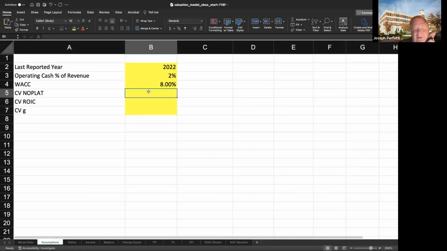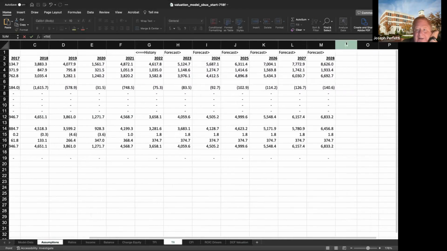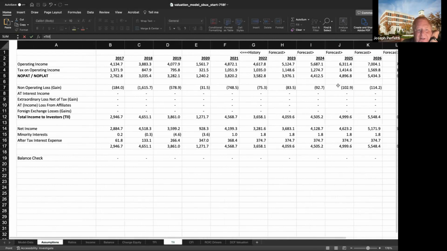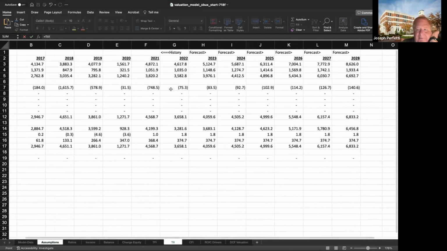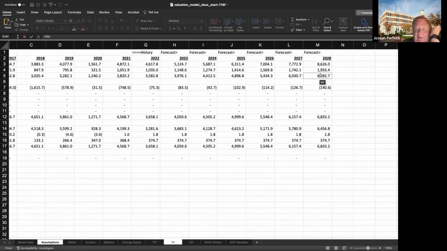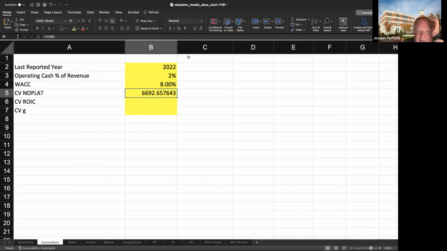So here's what we're going to use as placeholders. For the continuing value NOPLAT in cell B5, as a starting point, it equals, from the TII, the final year forecast NOPLAT, M. That's the start of our continuing value period. So NOPLAT is row 5, NOPLAT M5 off TII. 6692.7 is our starting NOPLAT. We can change it, but that's the starting assumption.